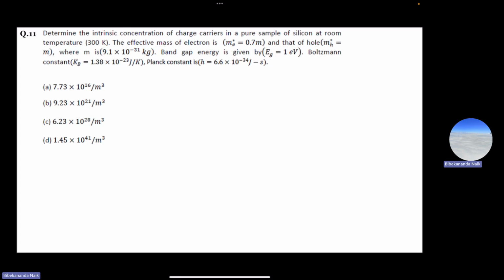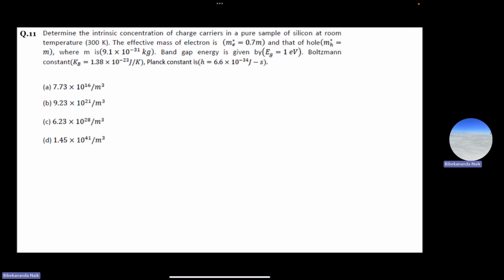which is not equal to the actual mass of electron. So here the effective mass of electron is Me star, which is 0.7 times the actual mass of electron, and that of the hole is equal to the mass of electron, where we know the mass of electron is 9.1 into 10 to the power minus 31 kg. The band gap energy is given, which is 1 electron volt. The Boltzmann constant kB equals 1.38 into 10 to the power minus 23 joule per Kelvin, and the Planck's constant is 6.6 into 10 to the power minus 34 joule second.